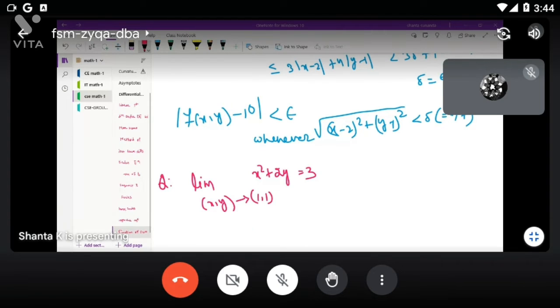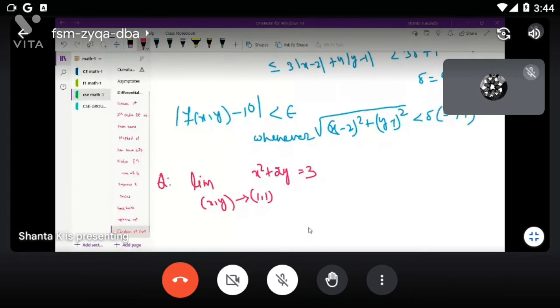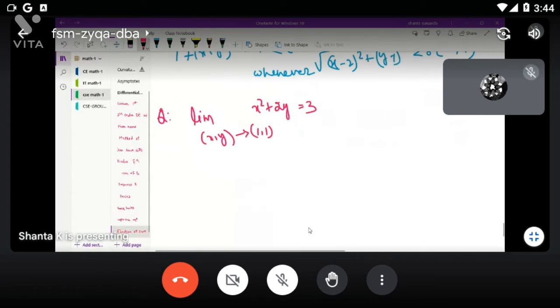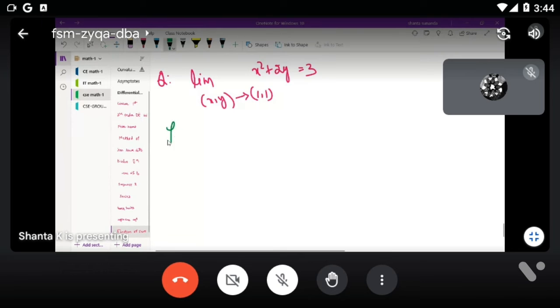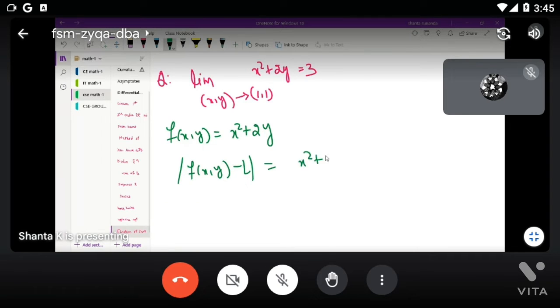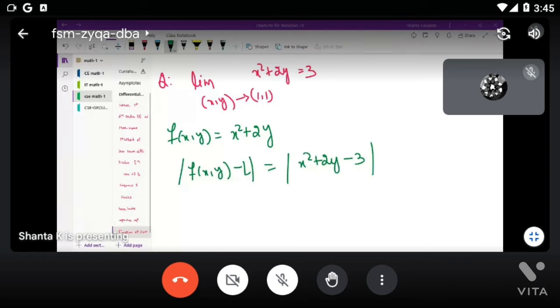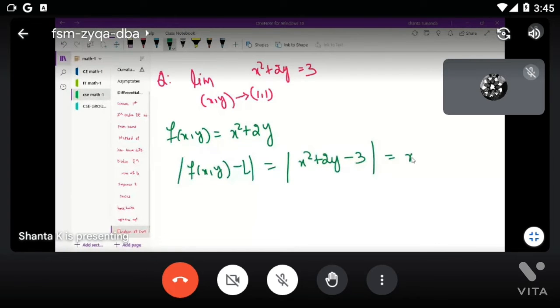Okay, you see, I'm doing this problem, you just see. Then we will close this one. I'm not going to do it very fast. So here you consider f of (x,y) equals x square plus 2y. Okay. So we will start with f of (x,y) minus a. So this will be x square plus 2y minus 3, because at (1,1) it's well defined. So we will try to write it in this form.